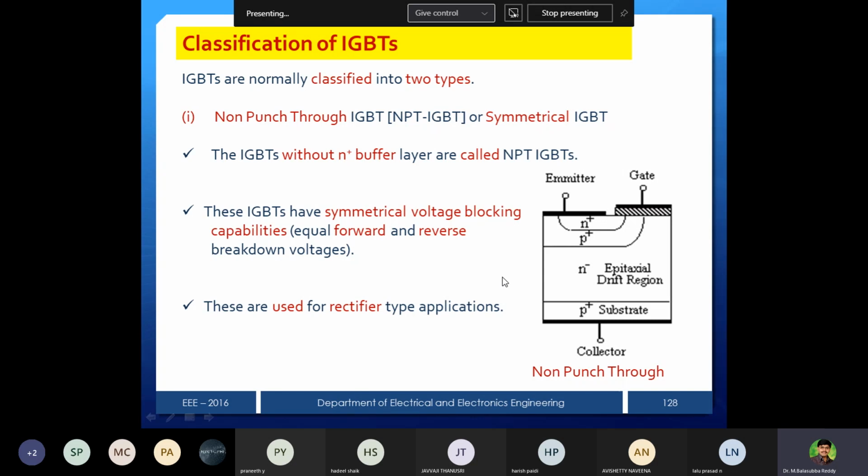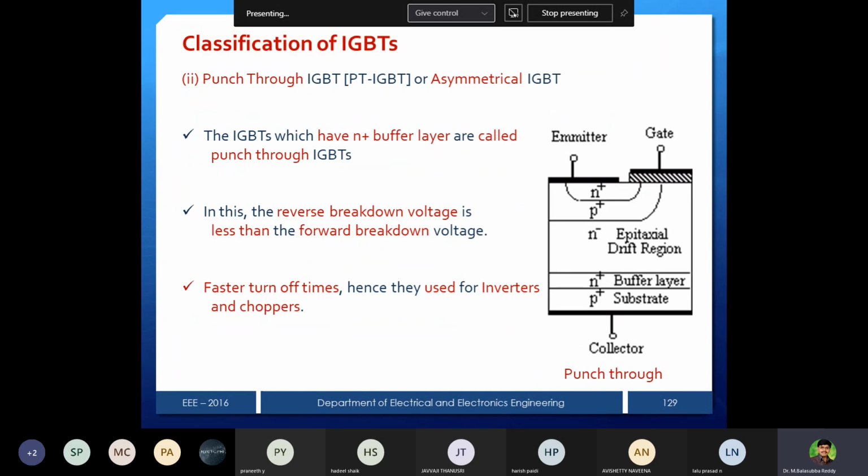If the N+ buffer layer is absent, this IGBT has the same blocking capability under forward conditions as well as reverse breakdown voltage. These forward and reverse breakdown voltages are equal, and it is used for rectifier-type applications. Normally for rectifiers we use thyristors, but if it is a low rating, you can use an IGBT as well, and in that case we use non-punch through IGBTs.